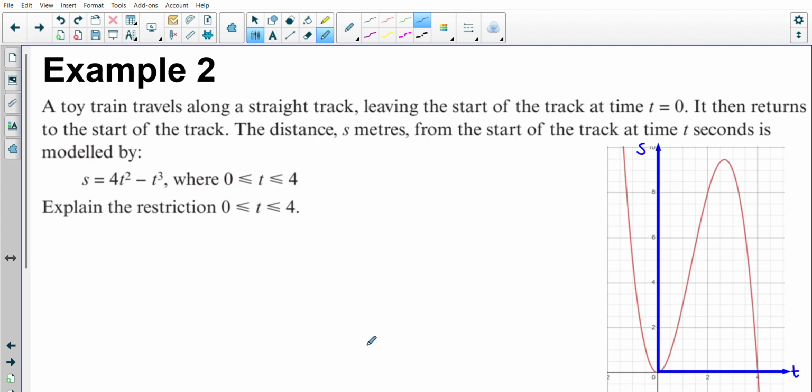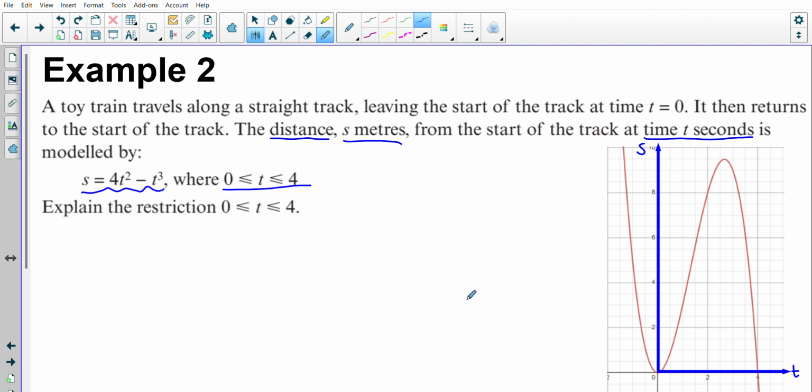Right, the next example. A toy train travels along a straight track, leaving the start of the track at time t = 0. It then returns to the start of the track. The distance, s meters from the start of the track at time t seconds, is modelled by this, and we've got a restriction here. Now, all it's asking for in this question is to explain the restriction.